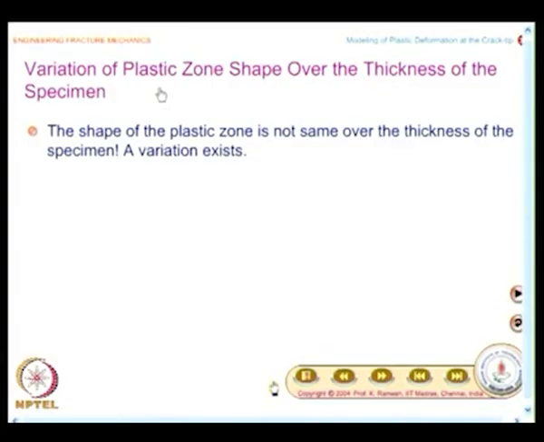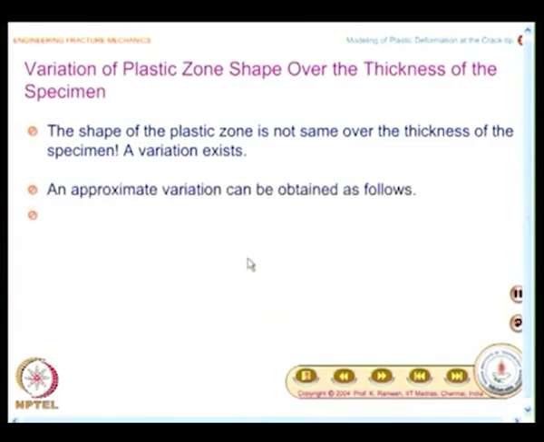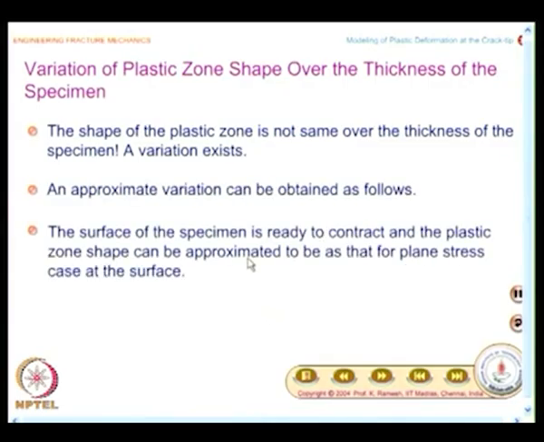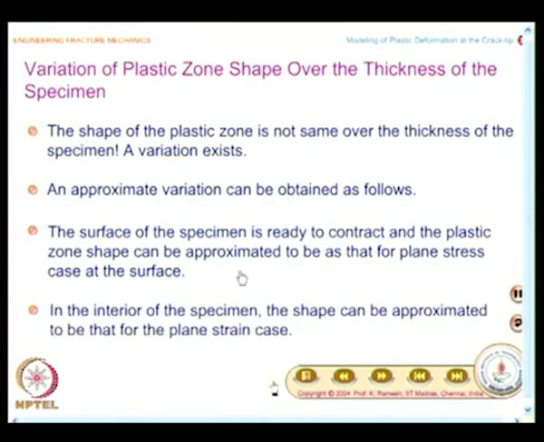Now, if you have a thicker specimen, we also had a discussion on what we call plane stress and plane strain in fracture mechanics. If I have a thick specimen, I will consider the surface to behave like plane stress, and as you go into the interior it behaves like plane strain. So, that kind of idea I would use in looking at the plastic zone shape also. So, what you will have to look at is that the plastic zone shape differs over the depth of the specimen. So, that is what is summarized.